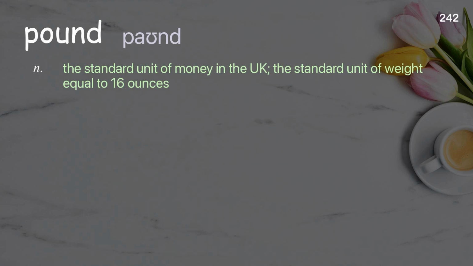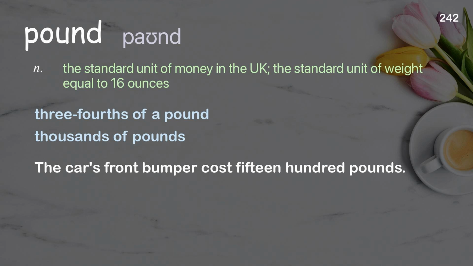Pound. The standard unit of money in the UK; the standard unit of weight equal to 16 ounces. Examples: 3/4 of a pound. Thousands of pounds. The car's front bumper cost £1,500.